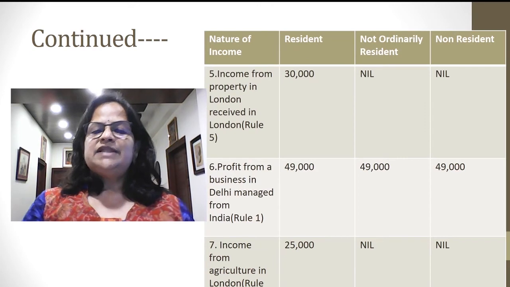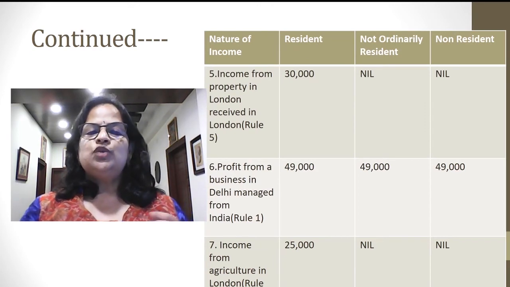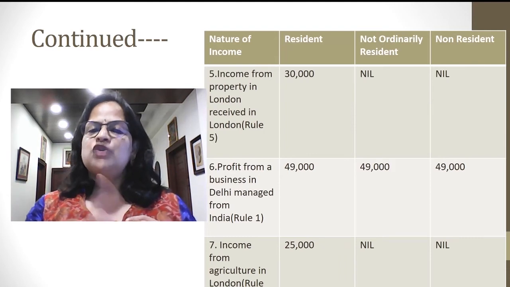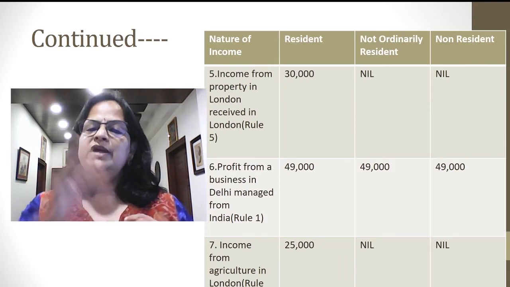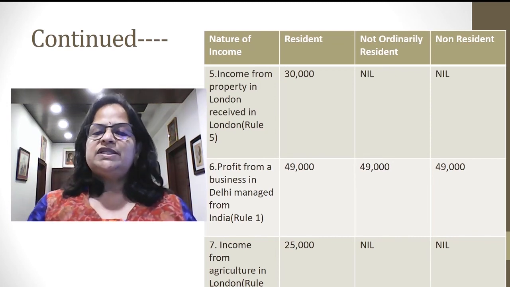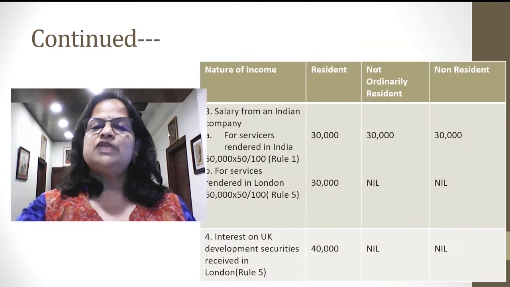Income from agriculture in London, 25,000. It's rule number 5. Rule number 5, it's taxable only for resident because it's not business income or professional income. Income other than business or profession, rule number 5. Only for the resident it will be taxable. Other two cases it will not be taxable.